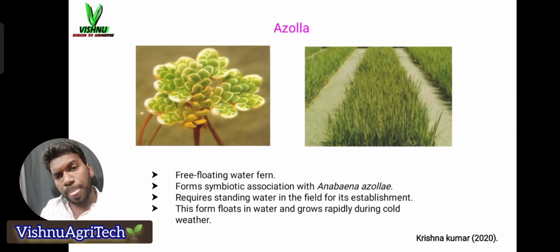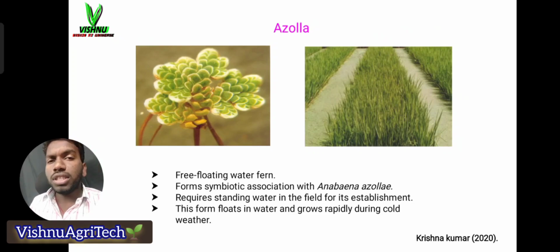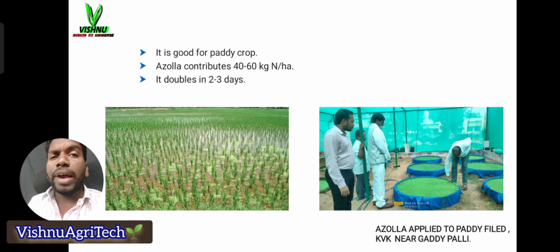Next one, azolla, a free-floating water fern. These are also known as free-floating water plants. The free-floating water fern forms a symbiotic association with Anabaena azollae. It requires standing water in the field for its establishment. It floats on water and grows rapidly in cold water. It is good for paddy crop, and azolla contributes 40 to 60 kg of nitrogen per hectare. It doubles in 2 to 3 days.